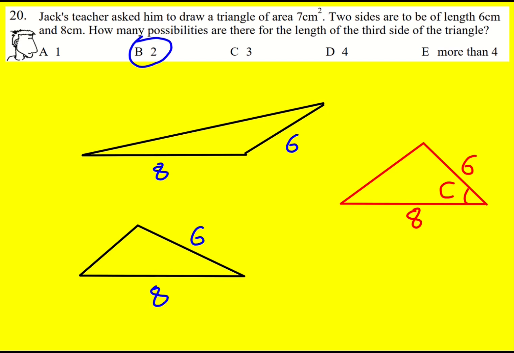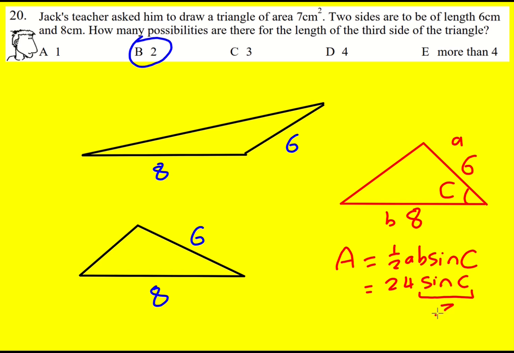As well as having the area of a triangle as half base times perpendicular height, it's possible to show that it's half AB sine C, where A and B are any 2 sides. C must then be the angle in between. So in our case, it's going to become 24 sine C. What we are interested in is where sine C becomes 7 over 24, because that will get us our area of 7. So I'm interested in solving sine C equals 7 over 24.